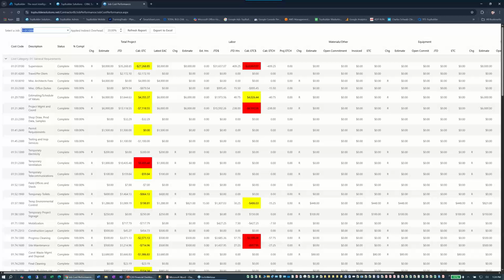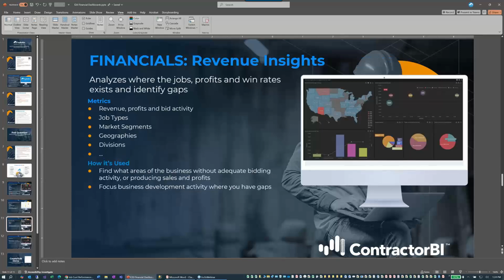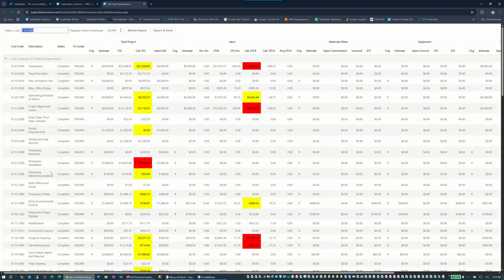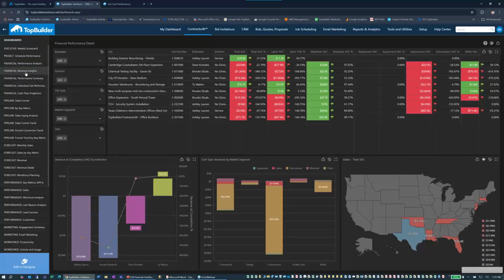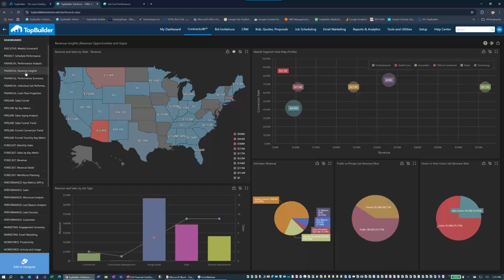All right, next one. Going down here to revenue insights. This is a fun one. What this is looking for is gaps, gaps in your revenue and your profits, your bidding activity. This again came from Nika. Thanks, Nika. But if you're not bidding the jobs, how are you going to get the jobs, right? So that's what we're going to look at here. Real quickly, I'll go into that dashboard. And by the way, this is all real time. It's pulling real-time data from the ContractorBI data warehouse, just so you know.